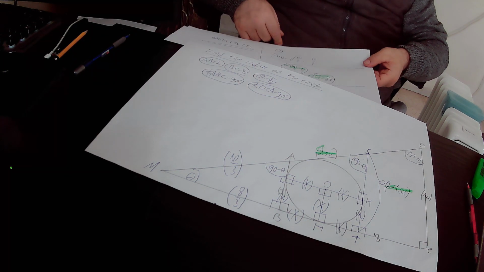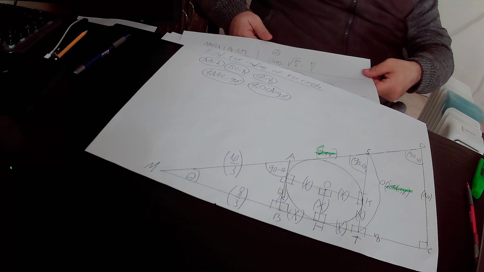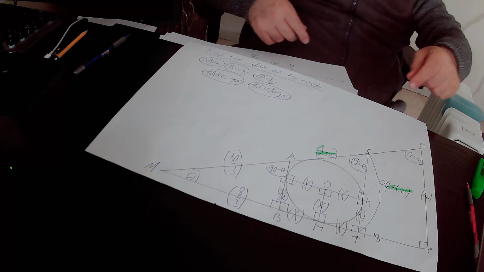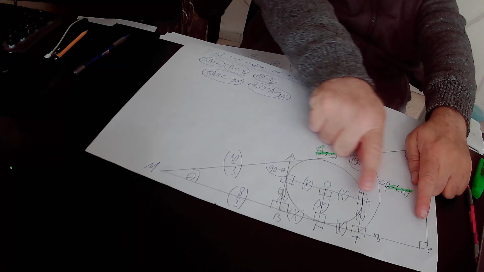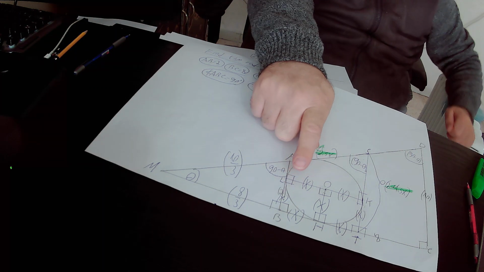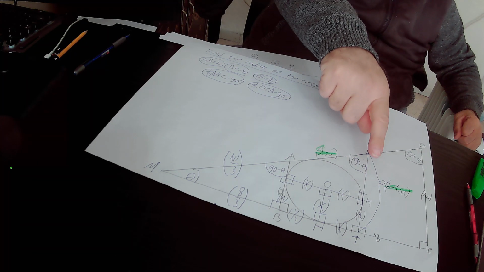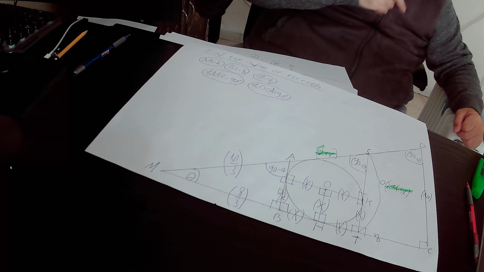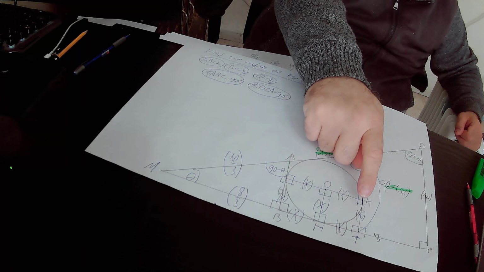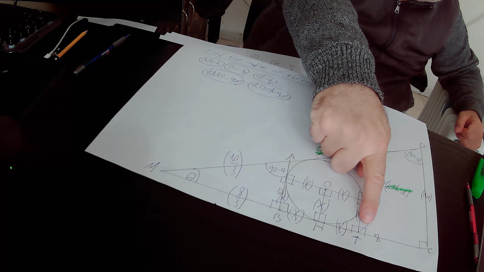Then we did another construction. Here we draw a perpendicular on BC in such a way that the perpendicular on BC will also be tangent to this circle. Okay? So, this angle equals 90 degrees and this angle equals 90 degrees according to our construction.